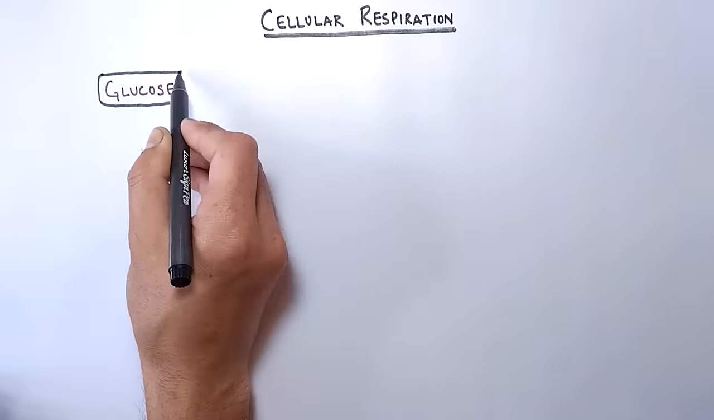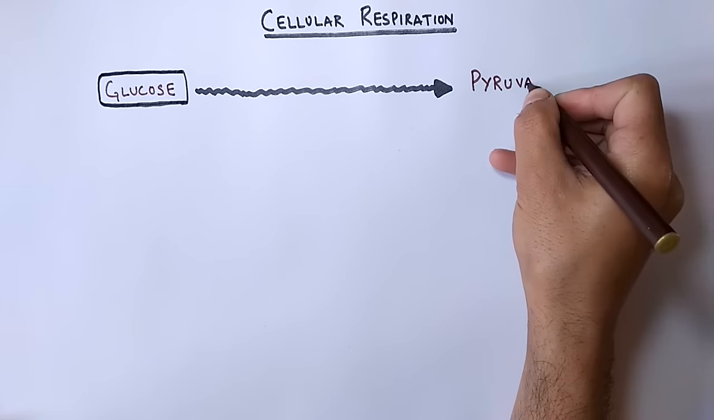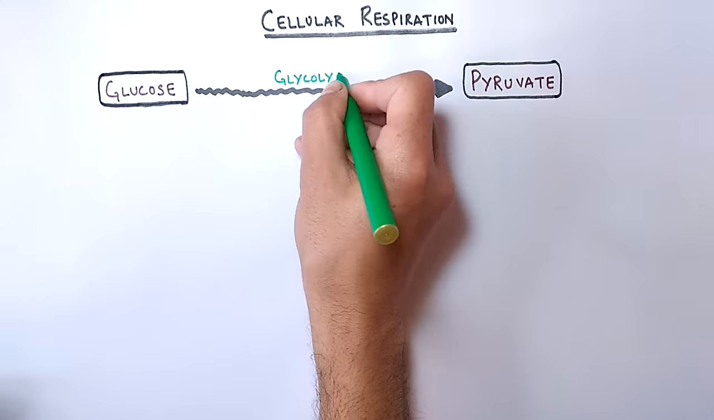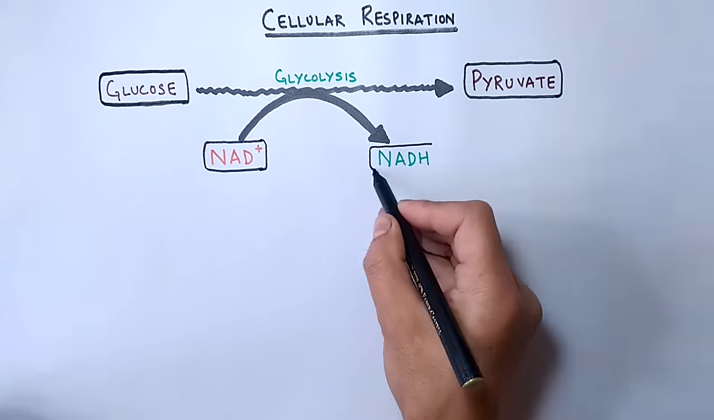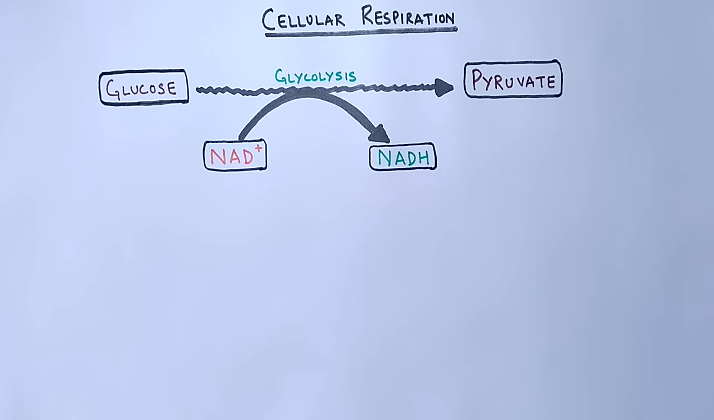We saw that the oxidation of a glucose molecule to pyruvate constitutes glycolysis, and in that, we also get reduction of NAD plus into NADH. Although ATPs are also produced here, we'll be more focused on the electron carrying molecules, NADH and FADH2, because this is what the ETC is all about.